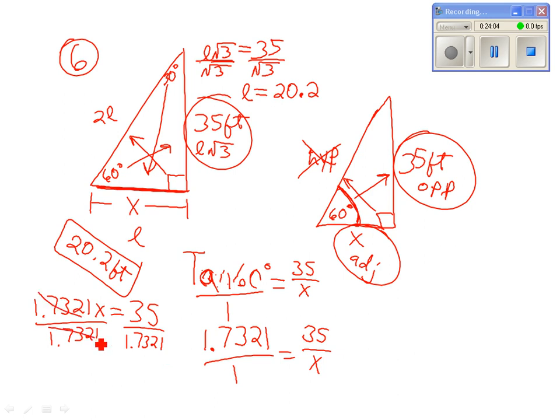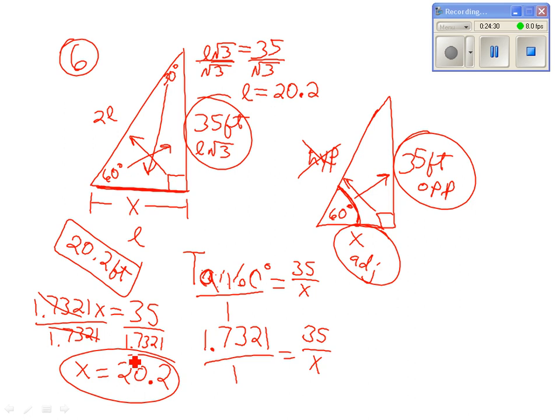Is it the same answer? I don't know. Try it both ways and see. Somebody did it this way, see what you got. And somebody did it with the square root of 3. Tell me what you got. 20.207. So about 20.2. Yes. Is that what you got doing it the other way?